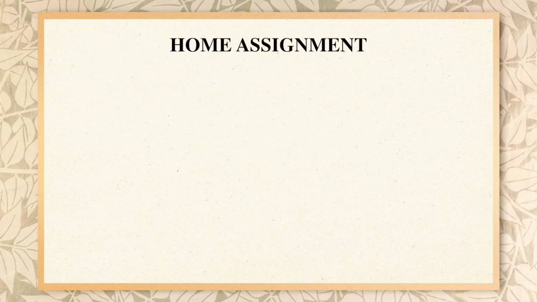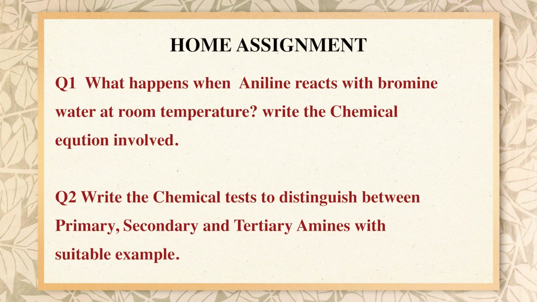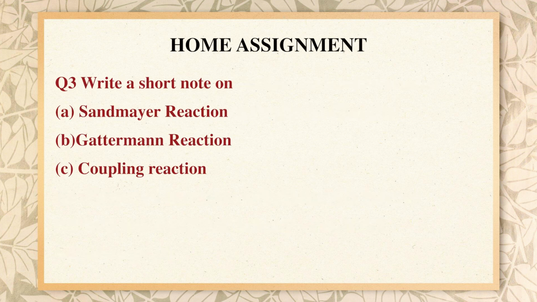Dear children, now it is time for the home assignments. Please note down. The first question is, what happens when aniline reacts with bromine water at room temperature? Write the chemical equation involved. The second question is, write the chemical test to distinguish between primary, secondary and tertiary amine with suitable example. Question number three, write a short note on A, Sandmeyer reaction, B, Gattermann reaction and C, coupling reaction.